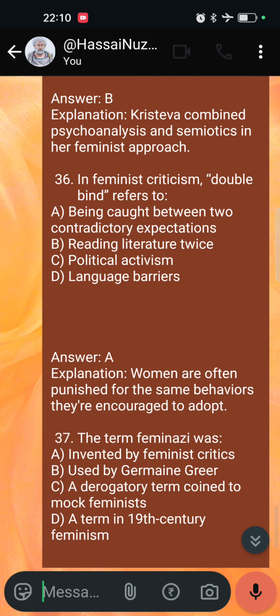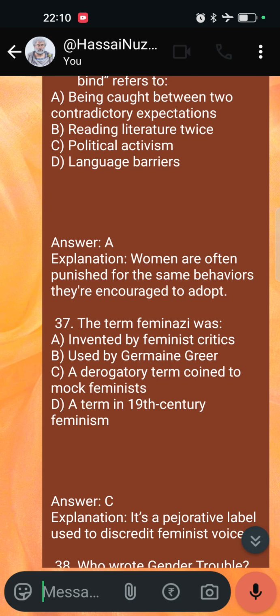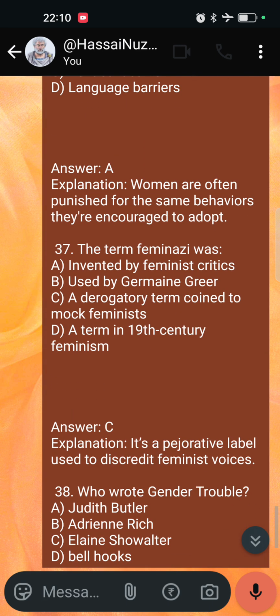37th question. The term feminazi was. Answer is C. A derogatory term coined to mock feminists. It's a pejorative label used to discredit feminist voices.